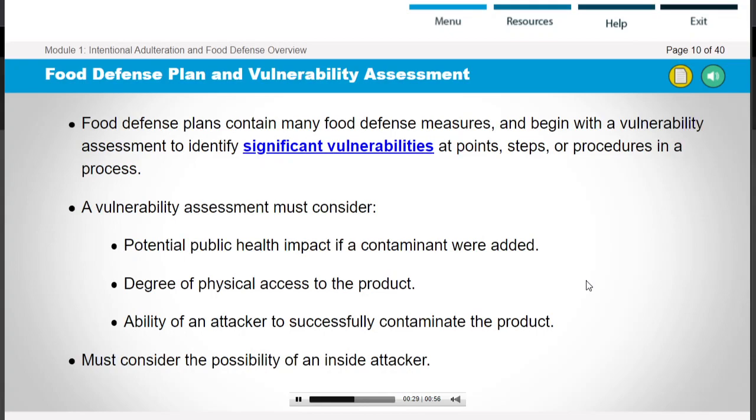A significant vulnerability is identified by a vulnerability assessment conducted by a qualified individual that includes consideration of the following: 1. Potential public health impact, severity and scale, if a contaminant were added; 2. Degree of physical access to the product; and 3. Ability of an attacker to successfully contaminate the product. The assessment must consider the possibility of an inside attacker.